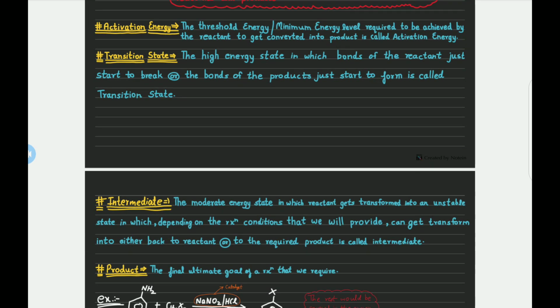Next is the activation energy. The threshold energy or minimum energy level required to be achieved by the reactant to get converted into product is called activation energy.